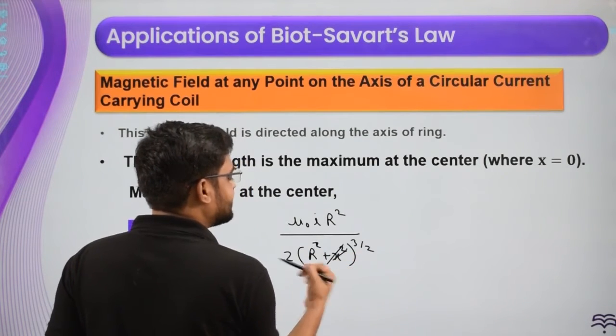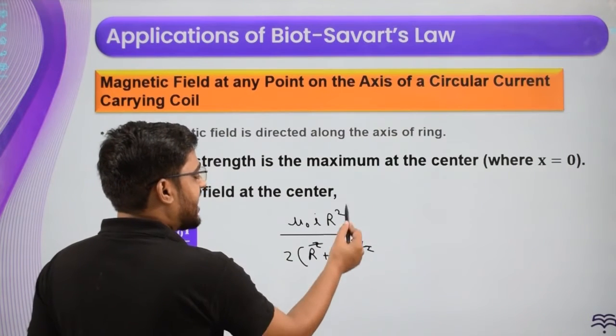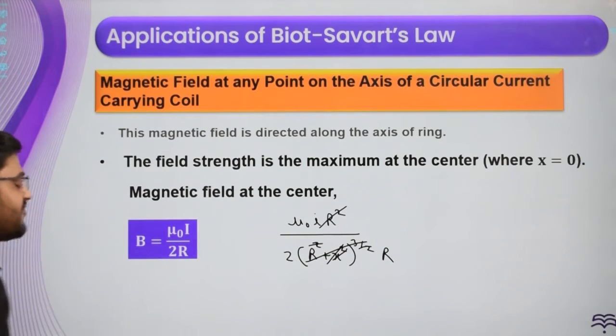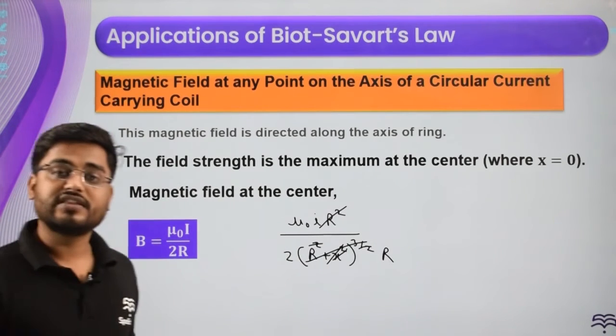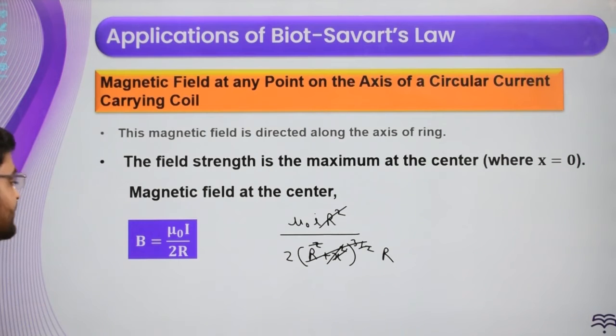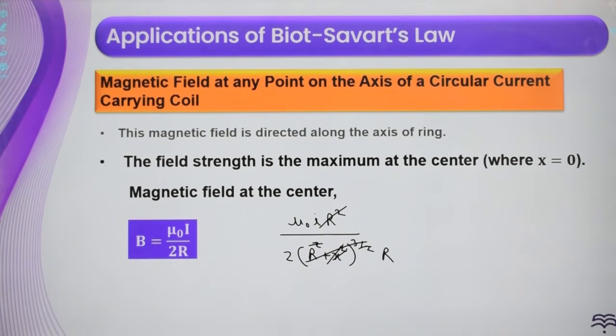Just put x equal to 0, and the power half cancels. This becomes R cube, so we get 1 by R. So it is mu naught I by 2R. This is the formula for the magnetic field at the center of a ring, or center of a coil. If there are n turns, you can simply make it n times. This is just due to a single turn.